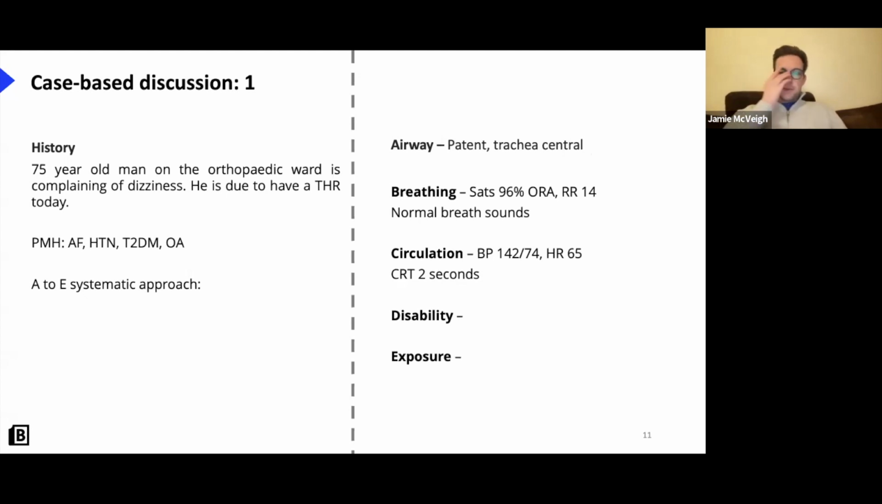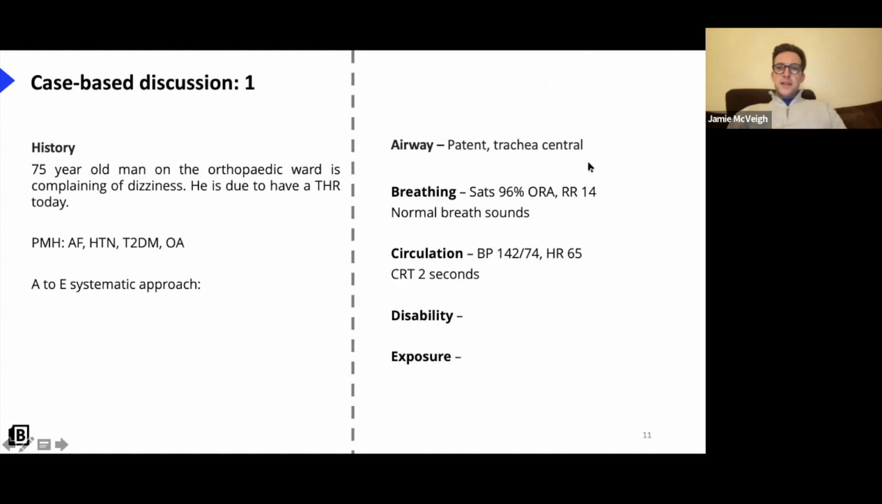So as with any case that we do, A to E systematic approach. As you can see there, the past medical history, the nurse is able to tell you that on the phone, which is very useful. So it looks like they're a bit of a vascular patient, basically, and they've got some arthritis, which is probably why they're having a hip replacement. All right.